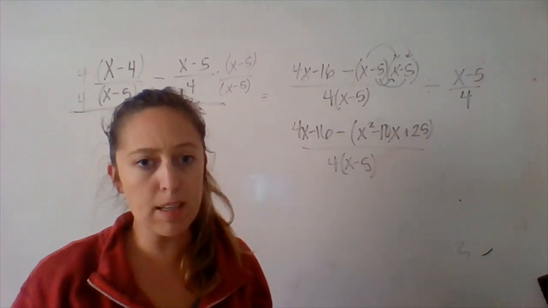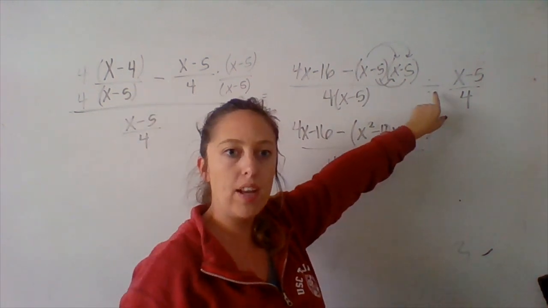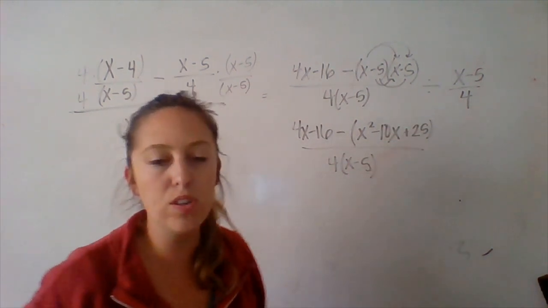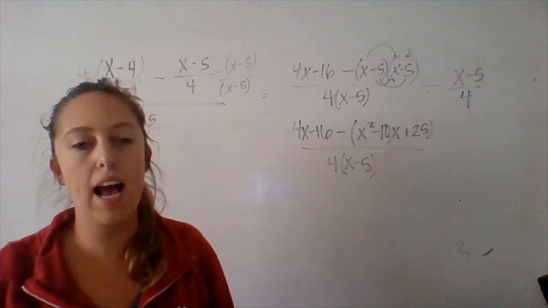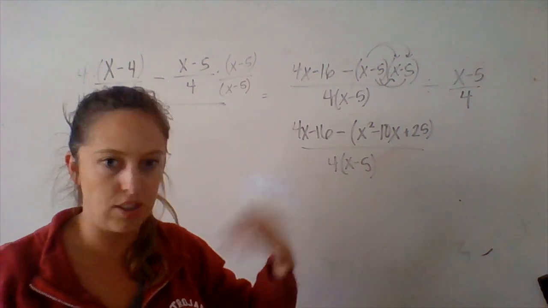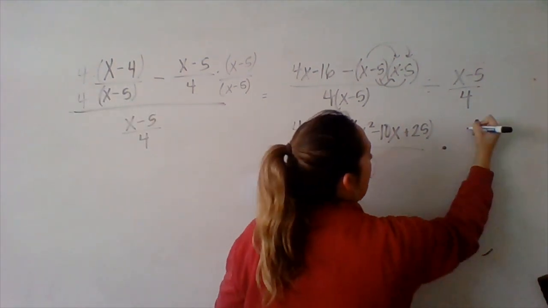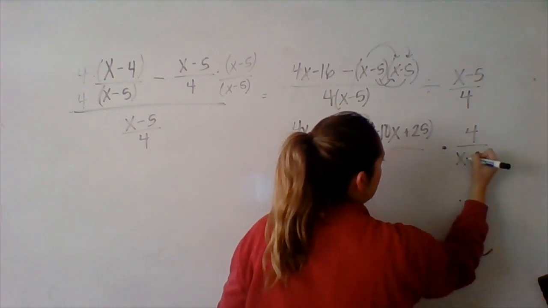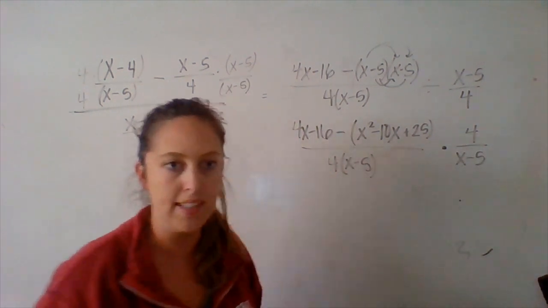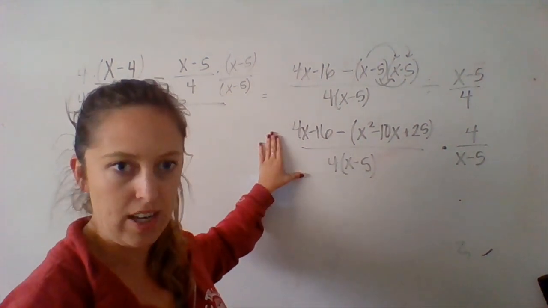To save myself some space and some time, instead of just writing this over again, I know that I'm dividing by a fraction. So when I divide by a fraction, that's the same as multiplying by the reciprocal, right? Flipping it upside down, just like we did in example 1. So I'm going to change this to a multiplication sign, and I have 4 over x minus 5 now. So I flipped that whole second piece. Now we're going to keep simplifying this big crazy one over here.